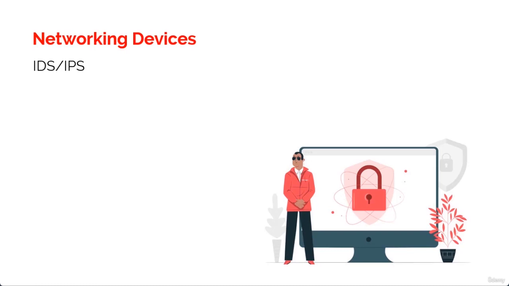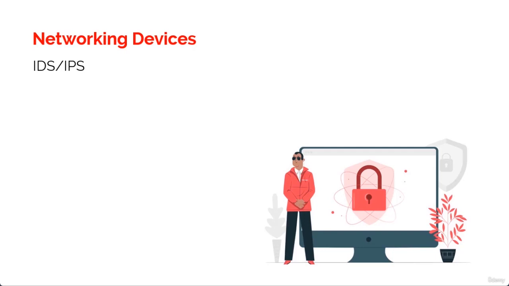In the next lecture, we will have a look at intrusion detection systems and prevention systems as well. They also guard your network like firewalls, but there are a couple of differences between firewalls and the detection and prevention systems. Let us discover them in the next lecture.